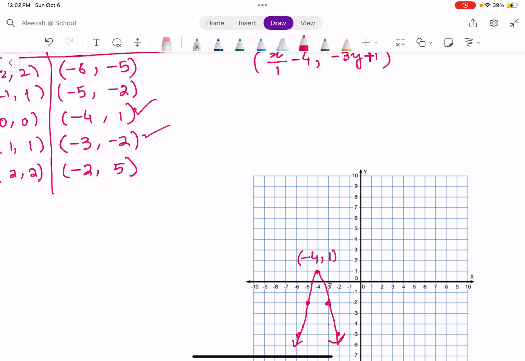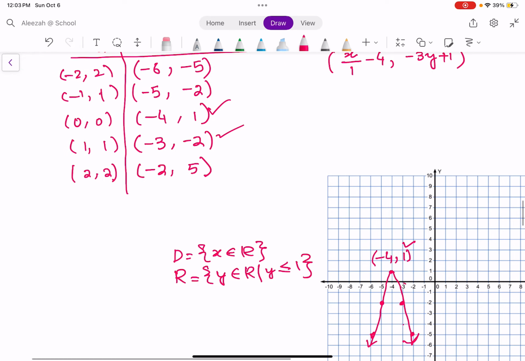Okay, now I have to write the domain and range. So the domain will be x belongs to R, right? Okay, and the range is y belongs to R such that your whole graph is below 1. Y is less than or equal to 1, right? So for that, you look at the y value, not the x value. Okay, so that's the graph and the parent function.